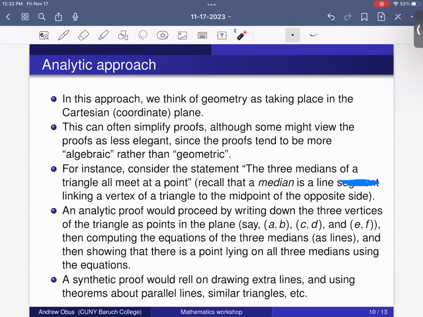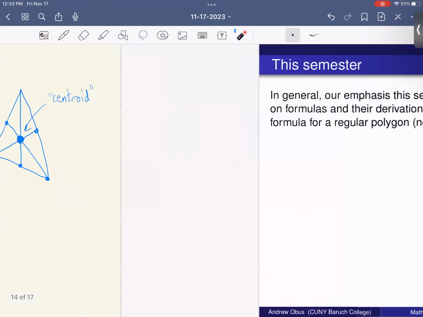Whereas a synthetic proof would, that's a typo, would rely on drawing extra lines and using theorems about parallel lines and similar triangles and things like this. And even though this proof might be a little trickier, a little harder to memorize, it might also give you a little bit more insight into what's going on, why the medians of a triangle should all meet together at a point. Okay, so you have these 2 different approaches, and they each have their own advantages and their own disadvantages.